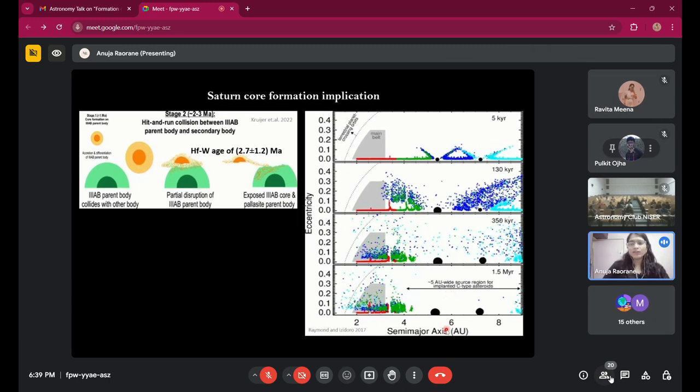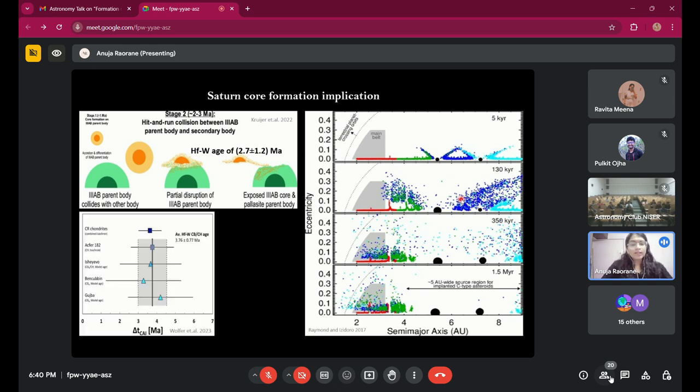we have our Jupiter, we have our Saturn. When they are forming, they are scattering a lot of material that is actually causing this high impact on the meteorites. As you can remember, our planetesimals were getting really scattered when our massive planets were forming.